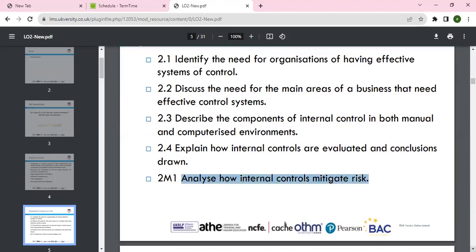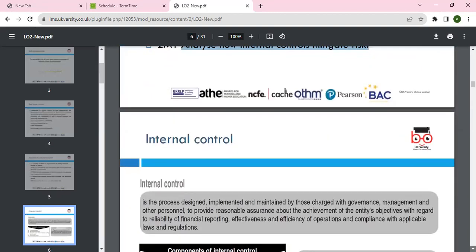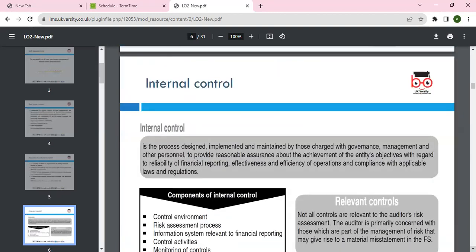So that's internal, strong internal control will help to pick up and minimize the risk. That's what we can look at. So in this lesson we have 2.1, 2.2, 2.3 and merit criteria. Internal control is the process designed, implemented, and maintained by those charged with the governance.